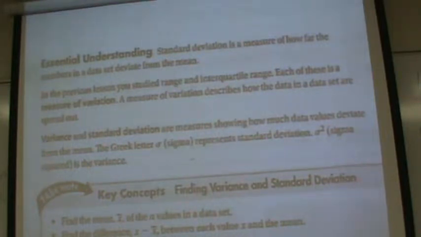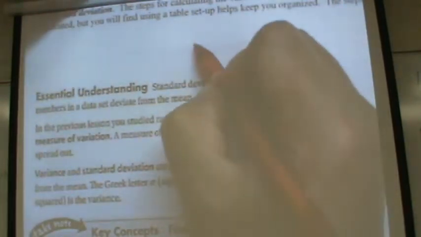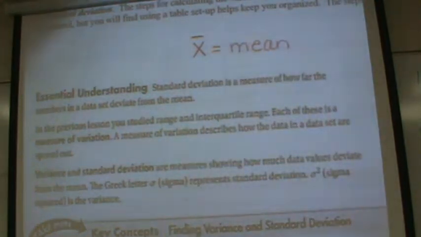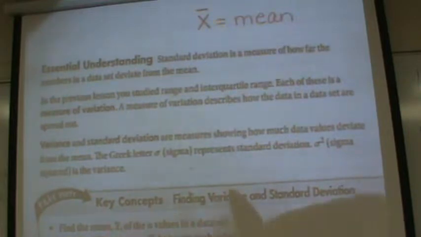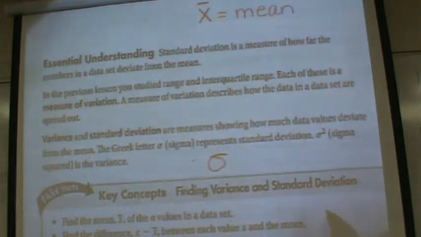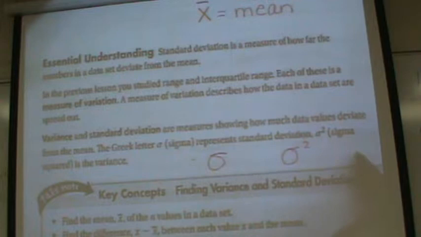The mean is the what? What's the mean? The average. For average, what do we use? X bar. This is mean. So everyone got that? When you see X bar, that's average. Standard deviation, we use the Greek letter sigma, like that. That is standard deviation, and if you square that, that's the variance.